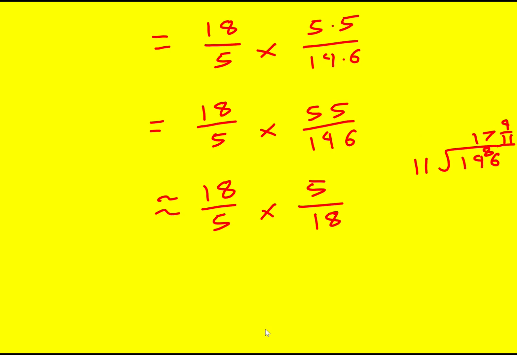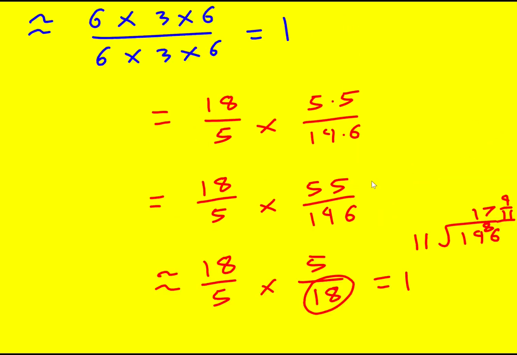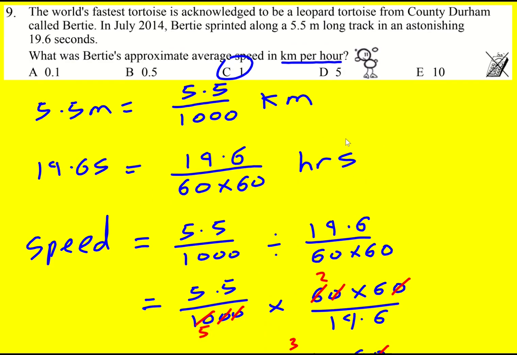Probably not one you're going to do under time pressure, but it's quite nice to see that we've only actually made one rounding part, which was here. So neat question. You might have done it differently, but as long as you've made suitable estimates and got to 1, then you should be happy.